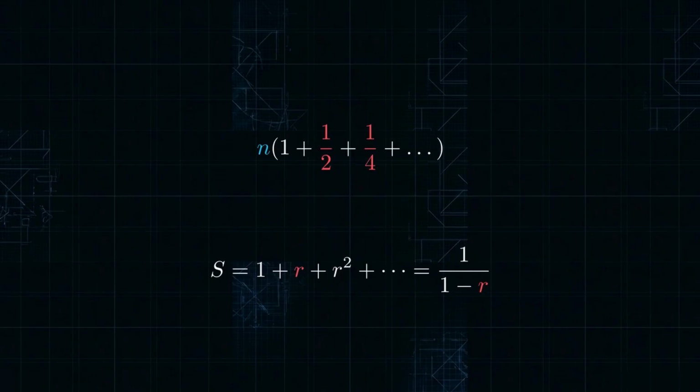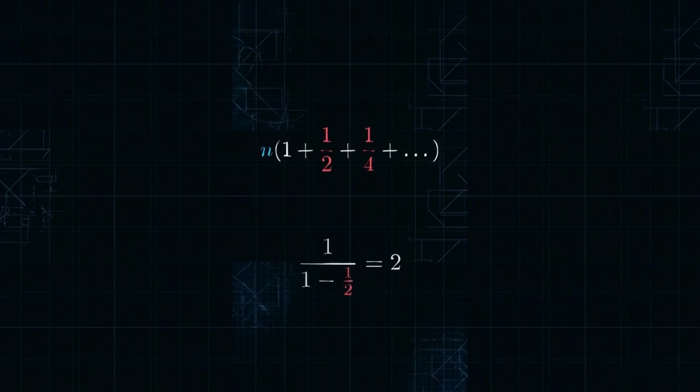We calculate this sum using the infinite geometric series formula. With our ratio r set to 1/2, the calculation resolves cleanly to a total cost of 2n. Because the total sum converges to 2n, we can drop the constant multiplier. The overall time complexity simplifies directly to theta of n.